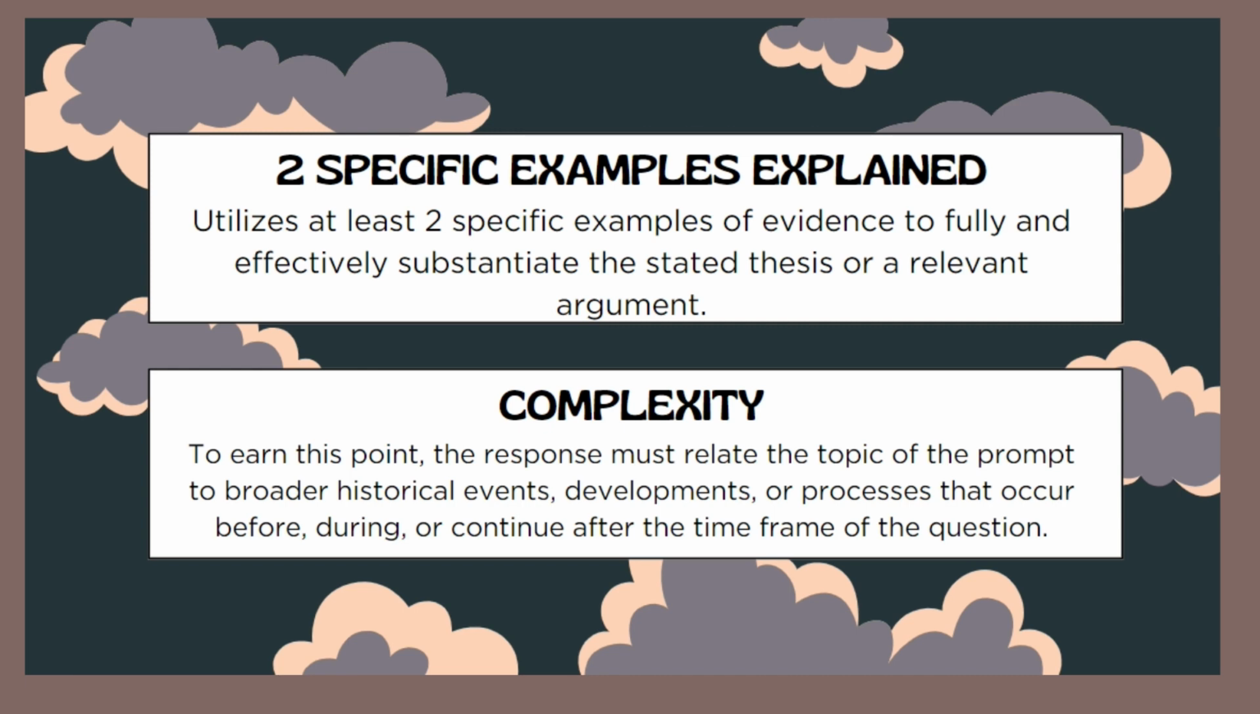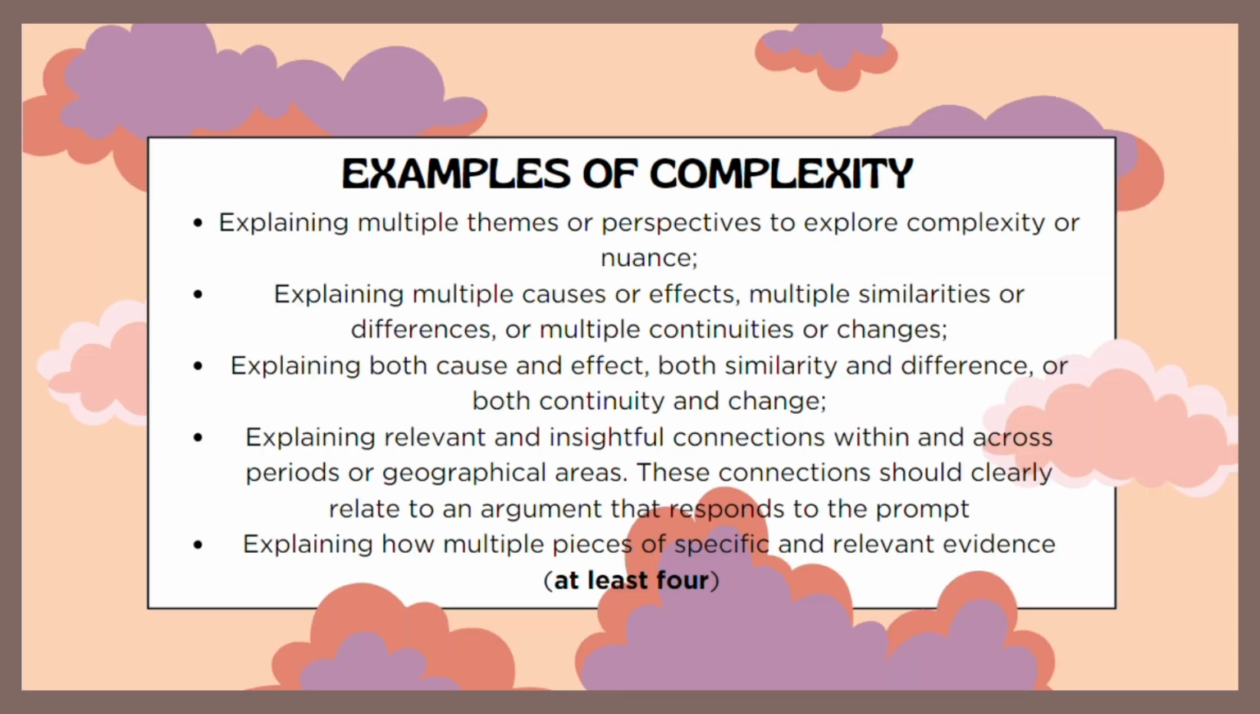Just like the DBQ, College Board has given us some examples of what this should look like. I've listed out 5 of what I think are the easiest ways to get complexity. So you can get it by explaining multiple themes or perspectives. If you were asked to write about political things in your essay, and then you also talked about how those things affected economics as well, and went on that train of thought, that might get you the complexity point here.